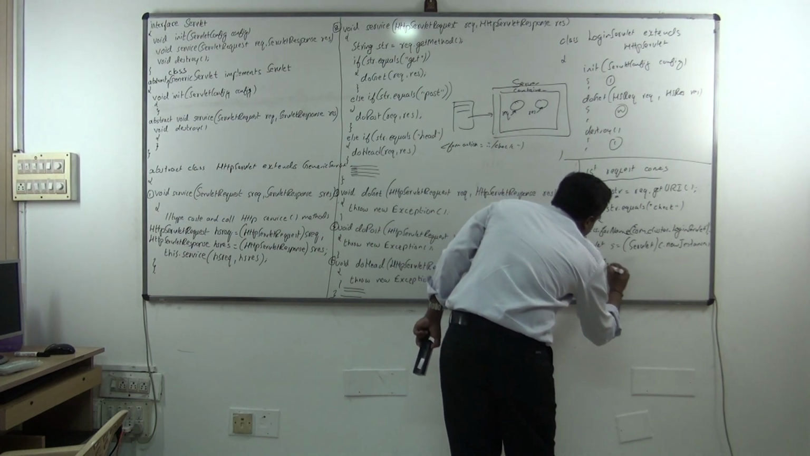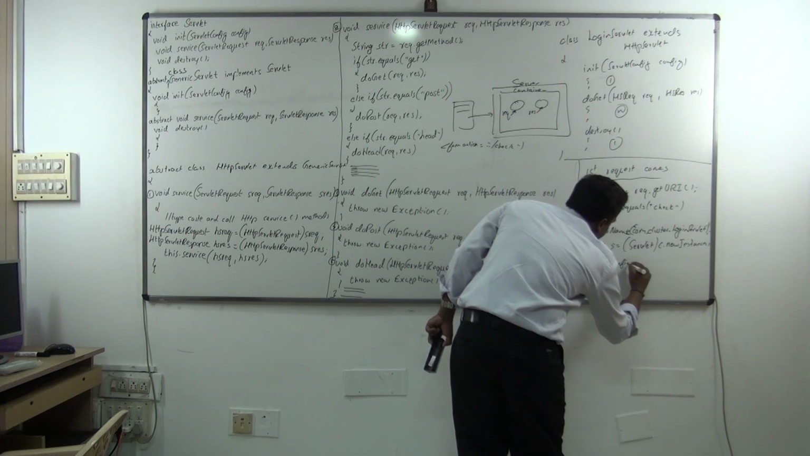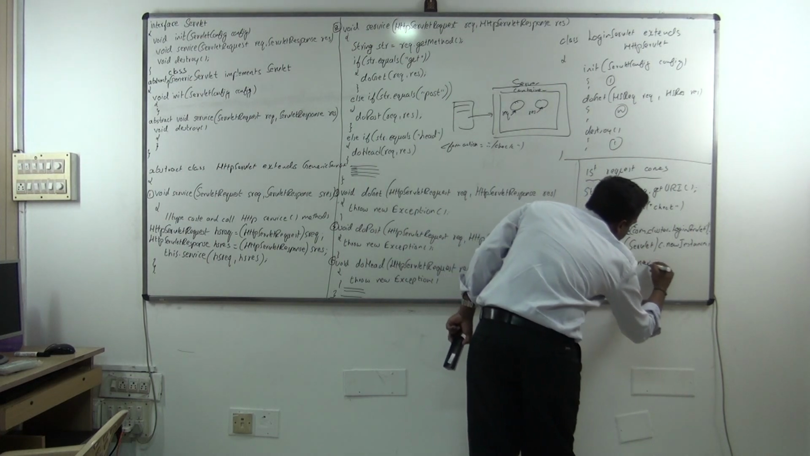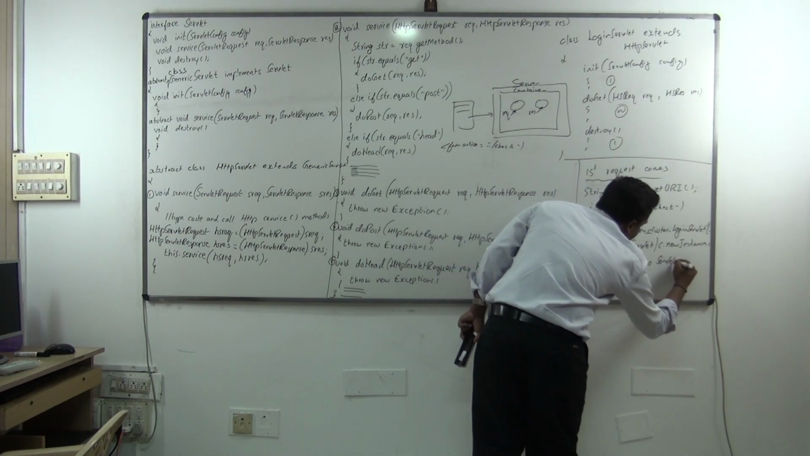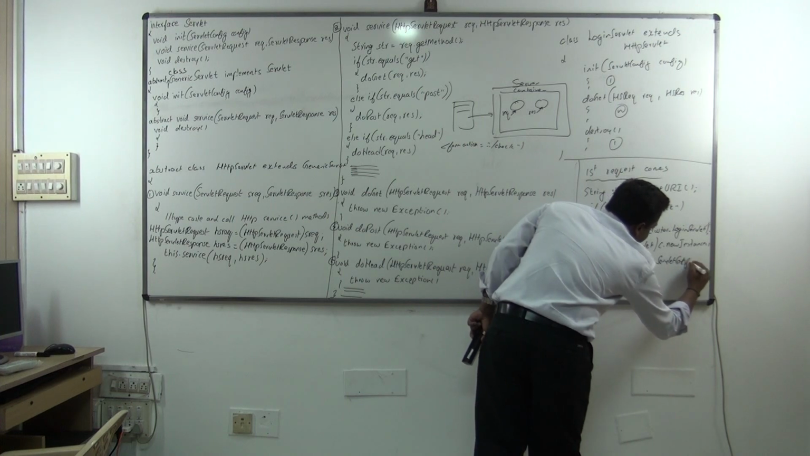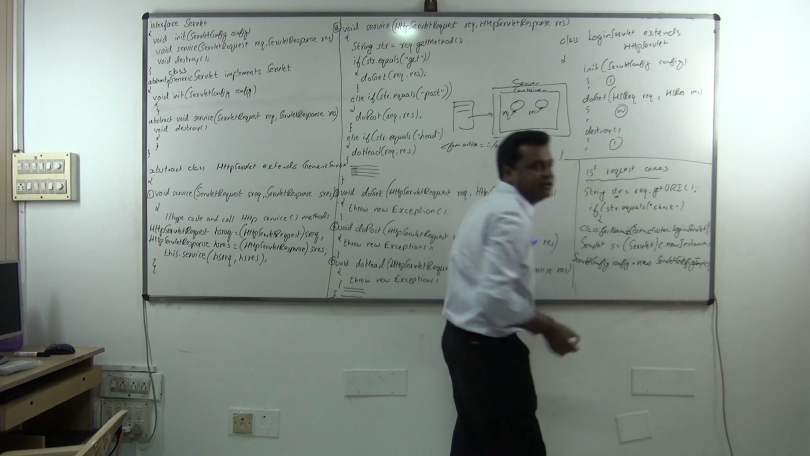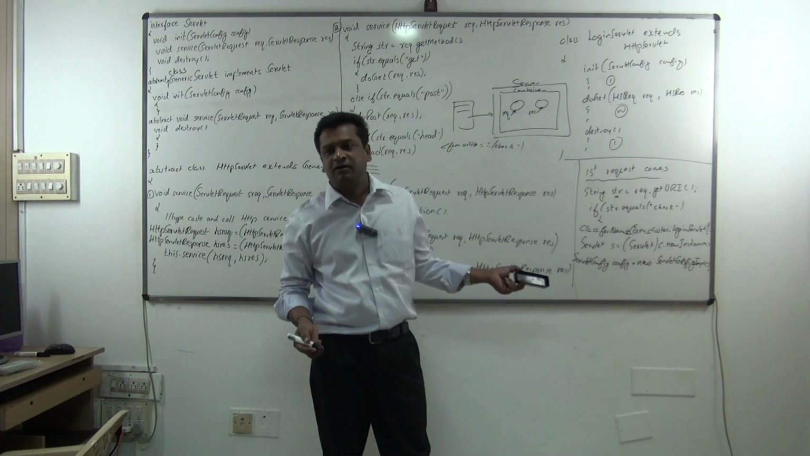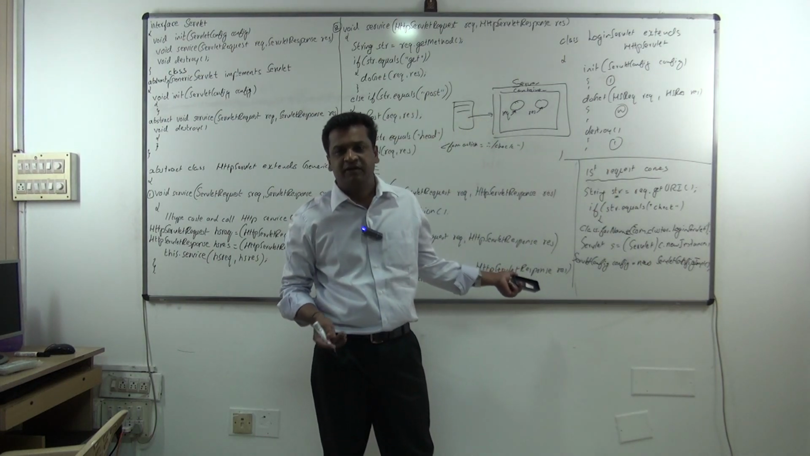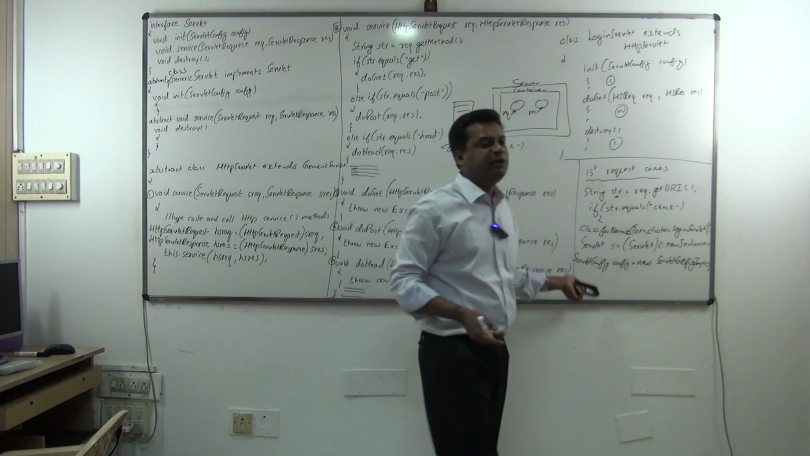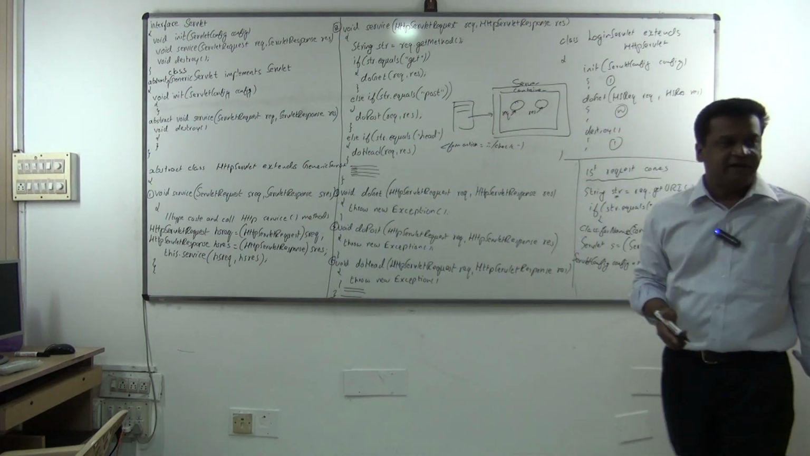Servlet config is equal to new servlet config impl, meaning one class which is implementing what? Servlet config is an interface, so an object of the class which is implementing it will be created.